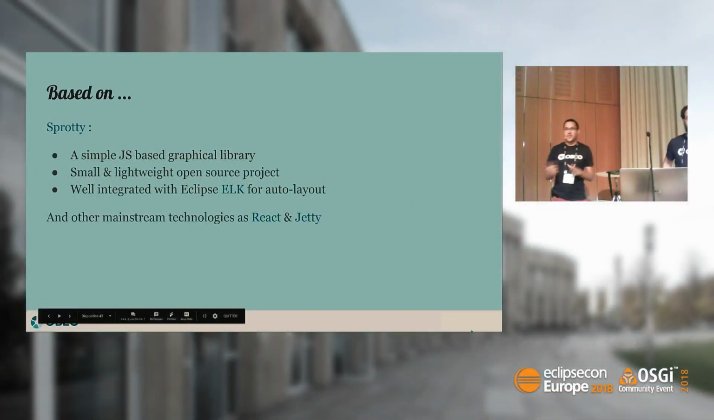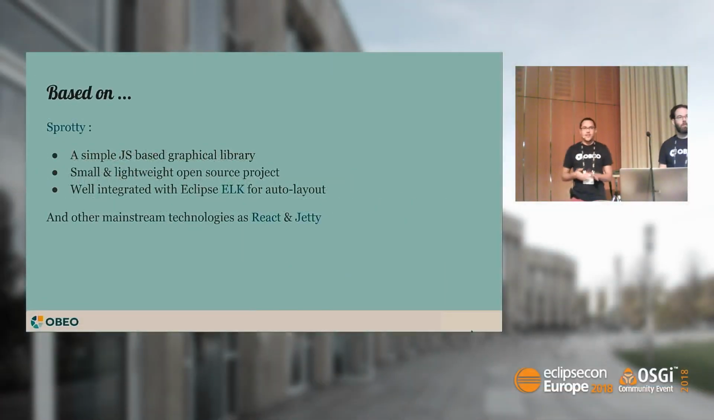So this work is based on Eclipse Sprotty, which is a small JavaScript library used to build graphical representations. It's an open source project which is now included in the Eclipse Foundation, and it works very nicely with Eclipse ELK that we are also using for our automatic layout, like we showed before. And all this is also based on other mainstream technologies such as React or Jetty.